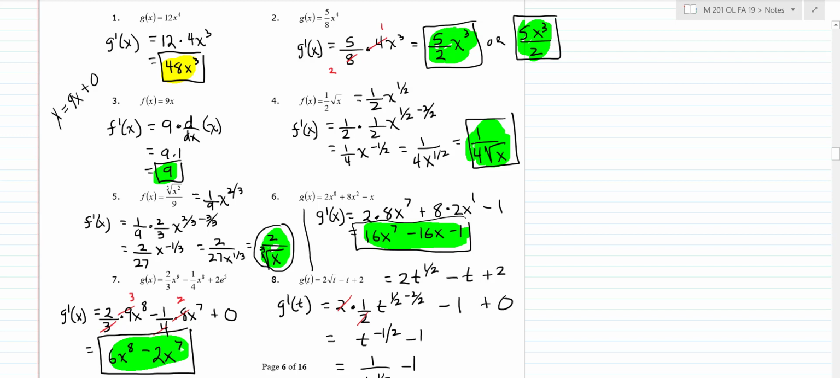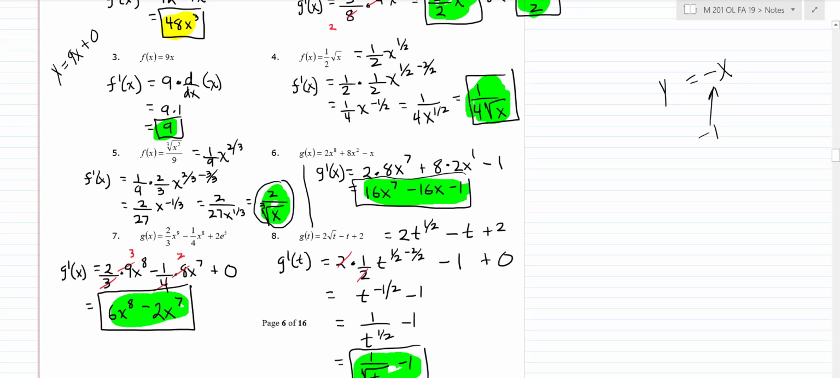Okay, and then the next one, 2 is a constant, write it down. Derivative of x to the 8th is 8x to the 7th, plus 8 is a constant, write it down. Derivative of x squared is 2x to the 1st, and then the derivative of x is 1. Don't forget that. I keep reminding you of that. That's a line, so the slope's -1. So that's the answer. You can do that totally in your head.